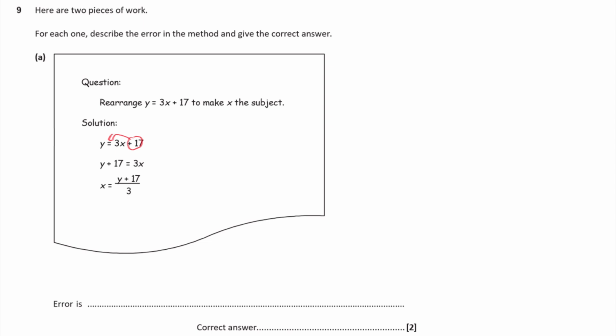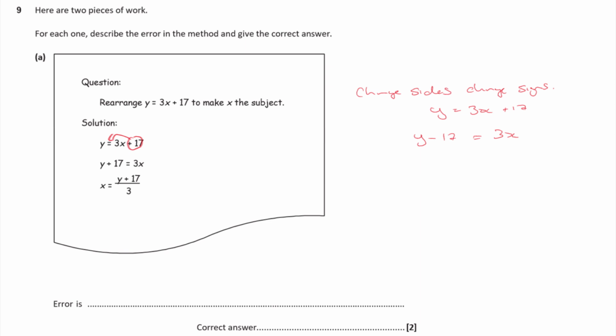So normally there are 2 ways of rearranging. Either you do something called change sides, change signs, and what that does is, if something's positive on one side and you move it over to the other side, you get negative, don't you? So your y equals 3x plus 17 would become y minus 17 is equal to 3x. That's one way of thinking about it.